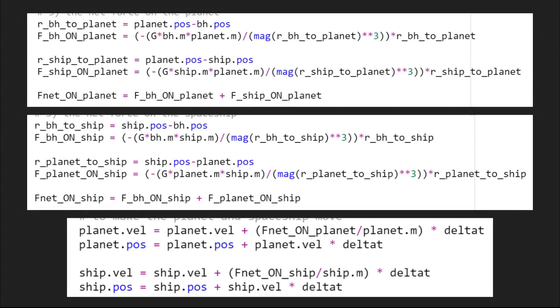For the code, I found the distance vectors needed for the universal gravitational force formula, and I used the equation of universal gravitational force that doesn't need the r hat vector. That's why the magnitude is raised to the power of 3 and is multiplied by the distance vector. Then I found the net forces and also used the velocity and position update formulas to find the ship's position.